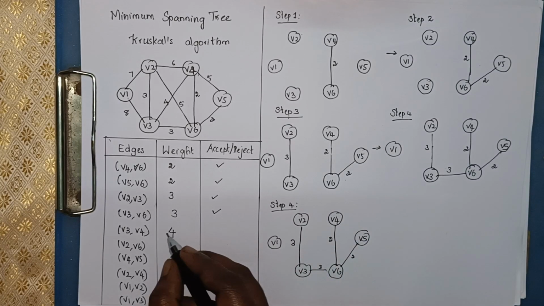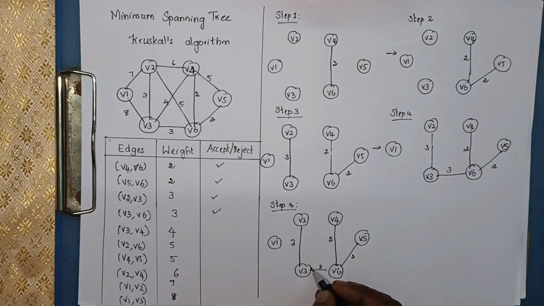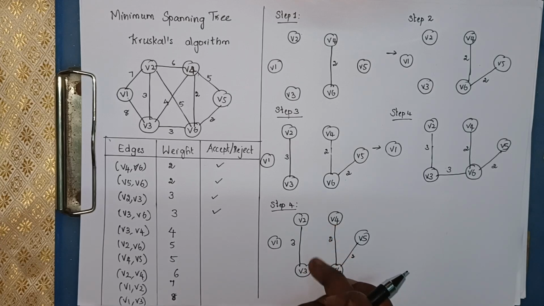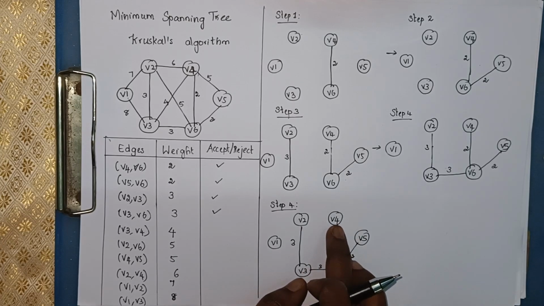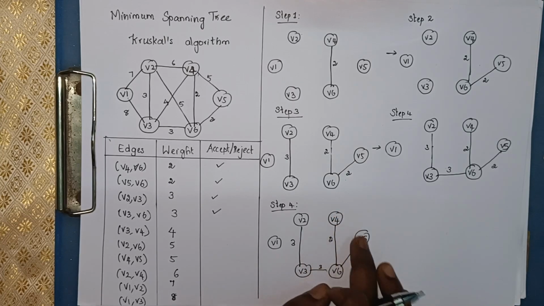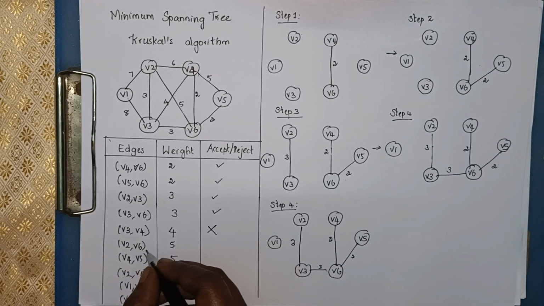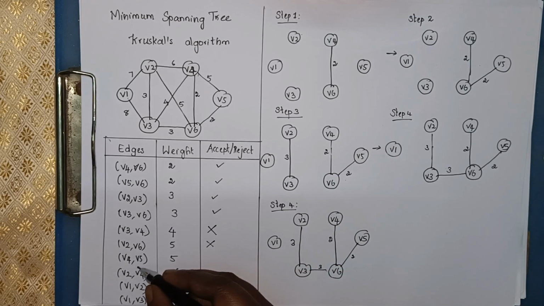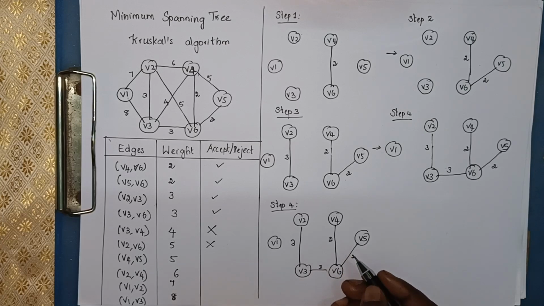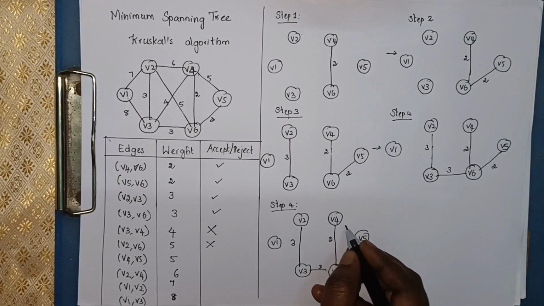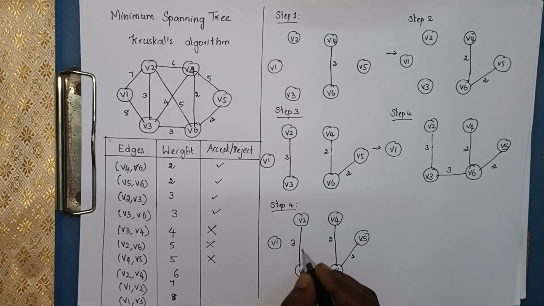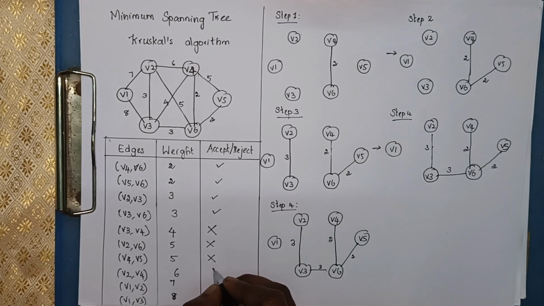The next step is V3 to V4. When you draw a line from V3 to V4, it is forming a closed loop, that is, a cycle is formed. Cyclic graph is formed, so we are going to reject it. Next, V2 to V6. Again it's forming a cycle, so we reject that also. Next, V4 to V5. Here also it's forming a cycle, so you reject that. Next, V2 to V4. Again it's forming a closed loop, so you reject it.